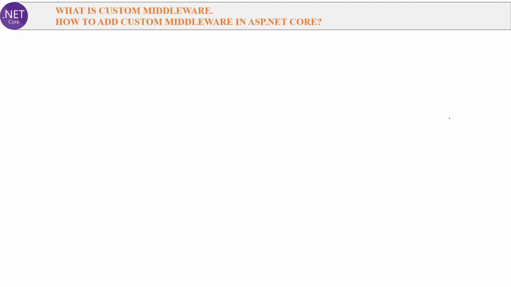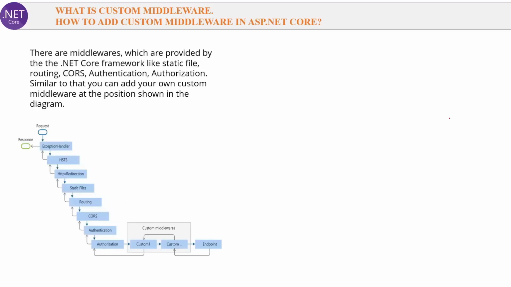What is custom middleware? How to add custom middleware in ASP.NET Core? Middleware are nothing but a set of blocks which execute for every request. Here you can see we have these number of middlewares in our application. You can remove them, add them, but if you are adding here, they will be executed in sequence and they will definitely execute. They are not optional.